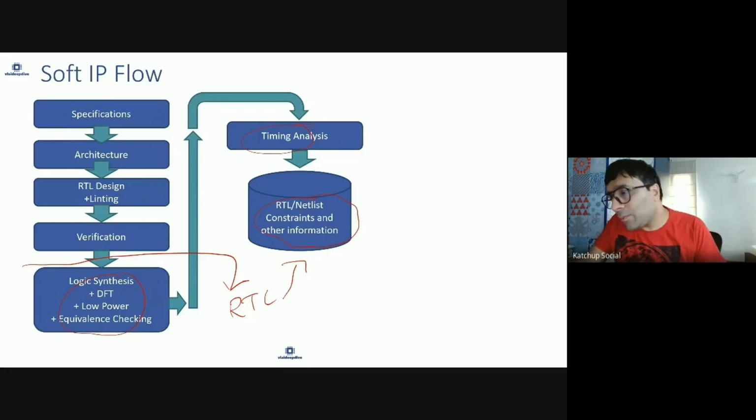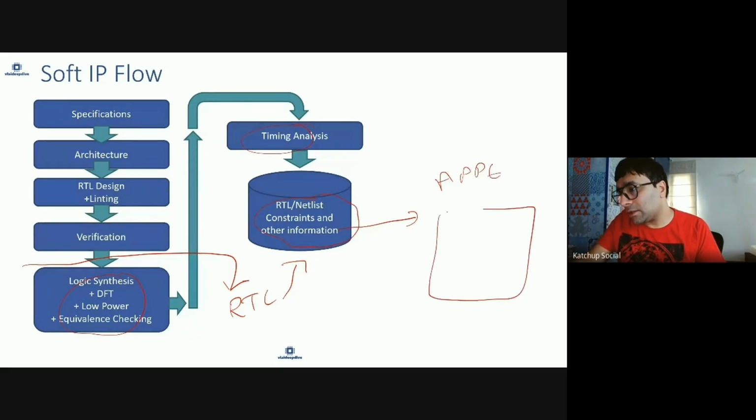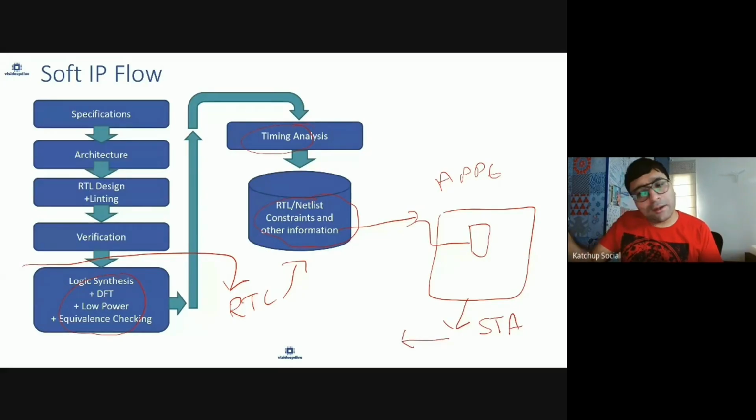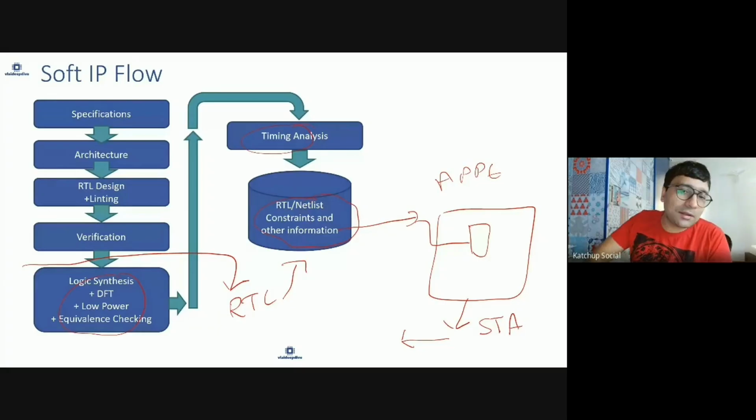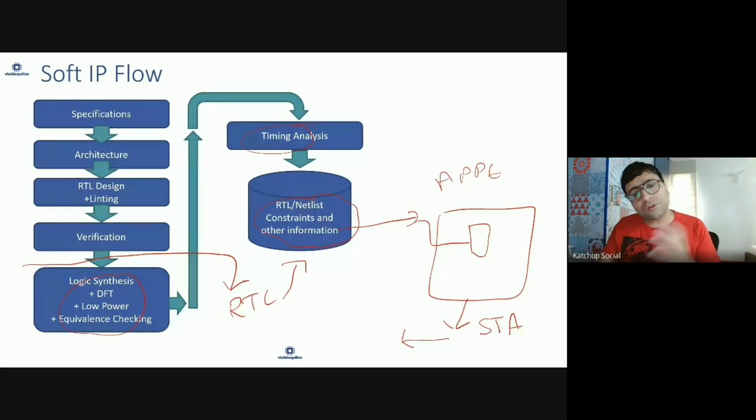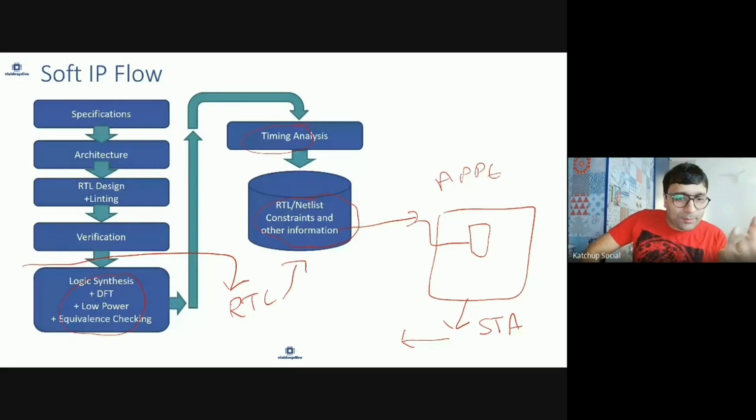Once you provide this information, the company, let's say Apple, takes that IP, puts it in their chip, and then they will do the rest of the steps. They will do static timing analysis, then they will do fabrication. All that is then done by the customer who is taking that IP. But you will stop at an earlier step. Let's say if you're giving soft IP, you will stop at RTL. If you're giving firm IP, you will give the netlist, which is mapped to the gate level.